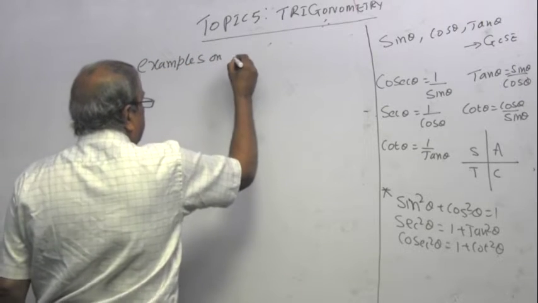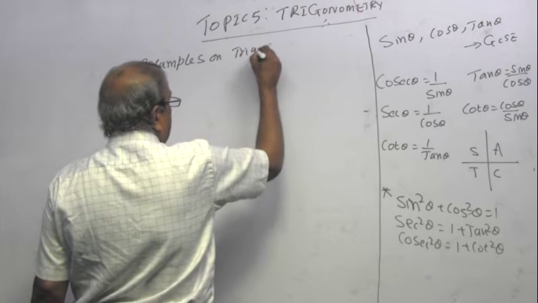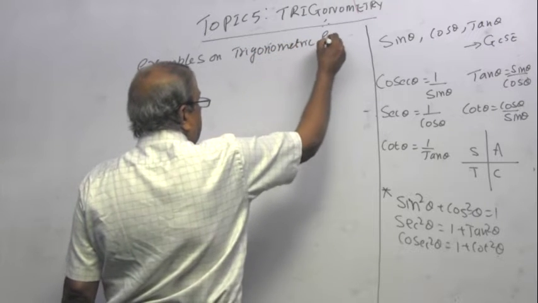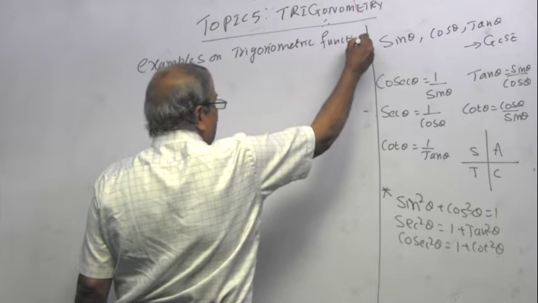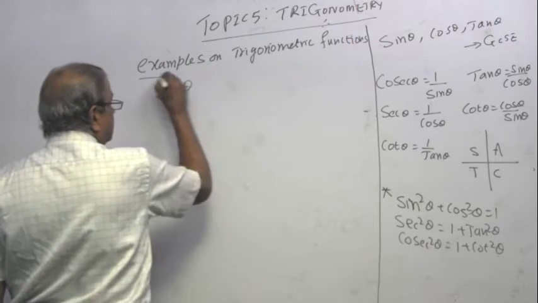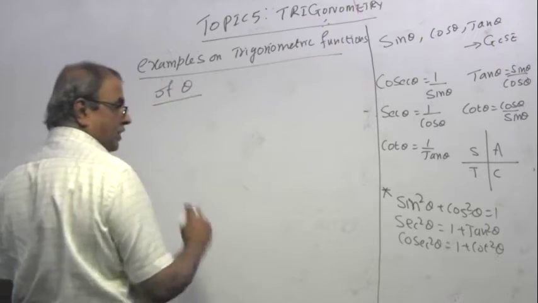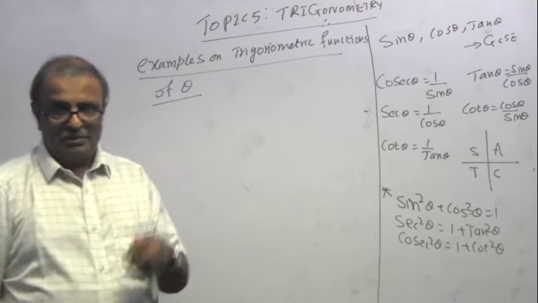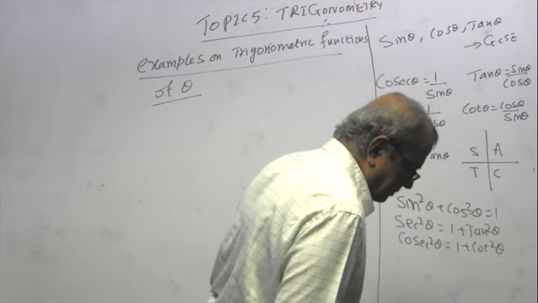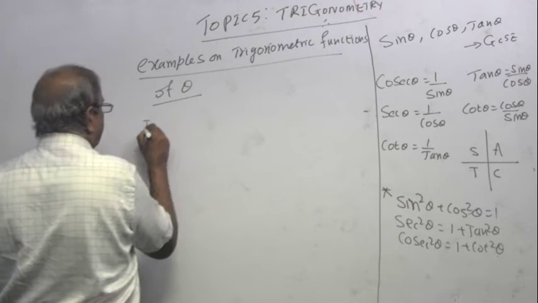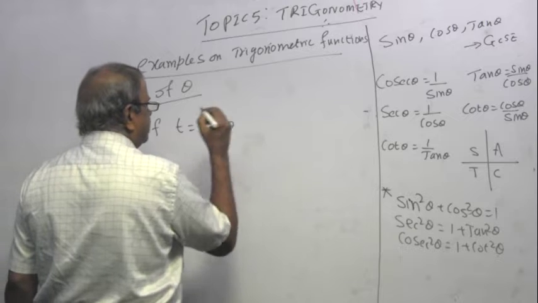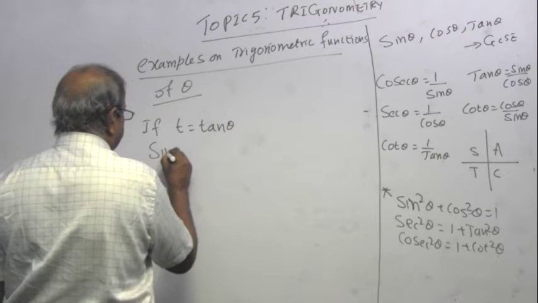Examples on trig functions, trigonometric functions of a single angle. You're wondering why single angle of theta? Because there is a different formula for theta plus alpha, there is a different formula for 2 theta, and so on and so on and so forth. Let me take, if t equal to tan theta, simplify.